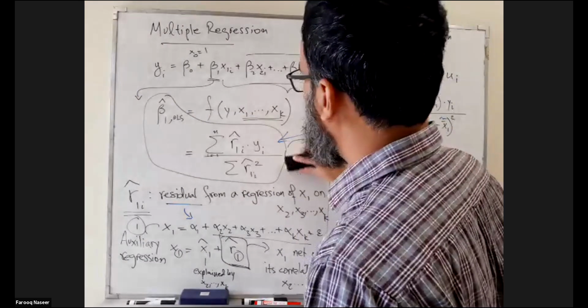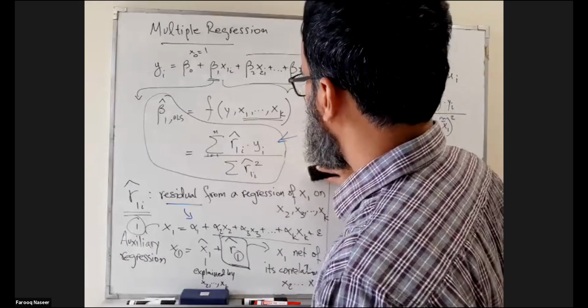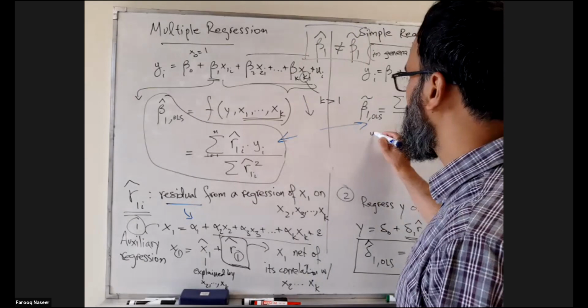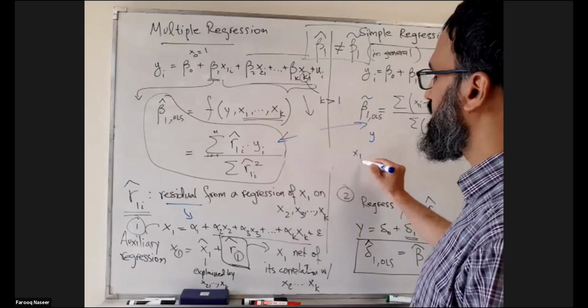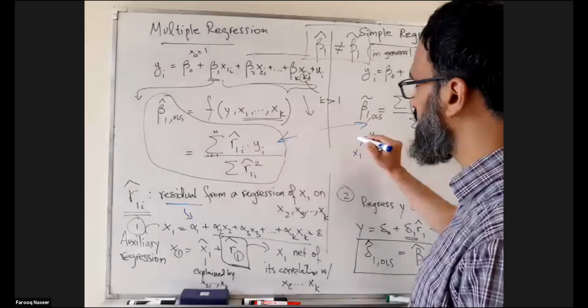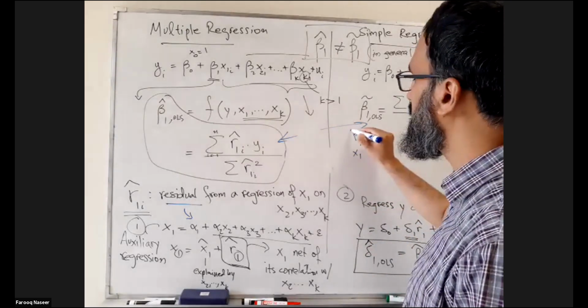So basically, yeah. So okay, let me try and make a diagram here. So this is the y variable. This is x1. x1 has some effect on y, a direct effect. Let's call it beta 1 hat.